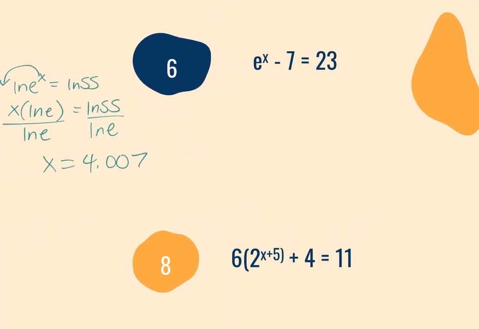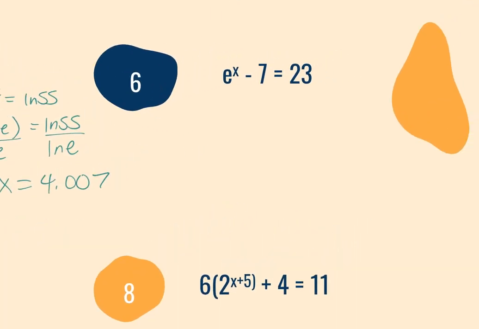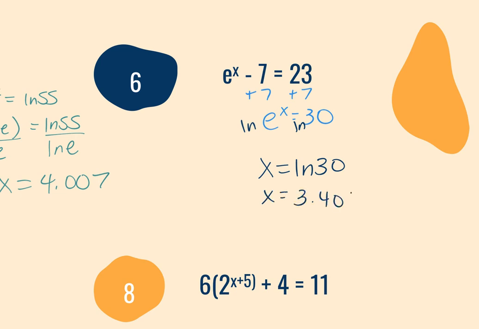All right, so what are you going to do first for 6? Add the 7. e to the x equals 30. Then ln both sides. This becomes x equals ln of 30, which if I didn't have a calculator, I would say that way. But with a calculator, ln of 30, 3.401.